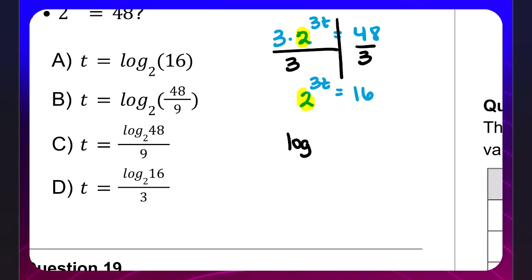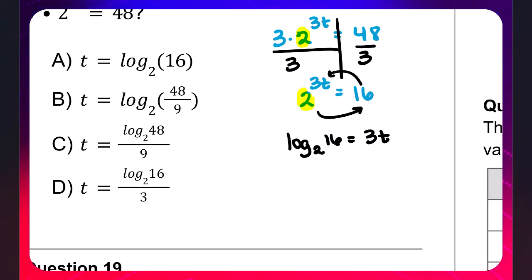So it's going to be log base 2 of 16 is equal to 3t. Almost there. If you don't see log base 2 in your answer, you can go ahead and get rid of it. They all have log base 2. We're going to divide by 3, and when you divide, you have to divide the whole side by 3. And that actually matches D exactly.